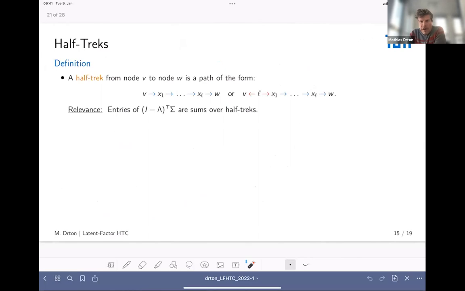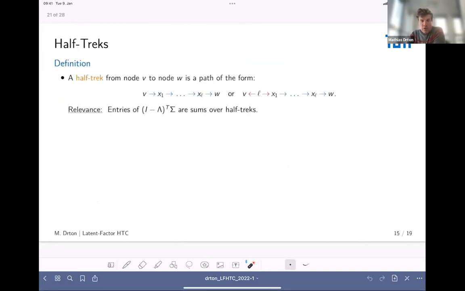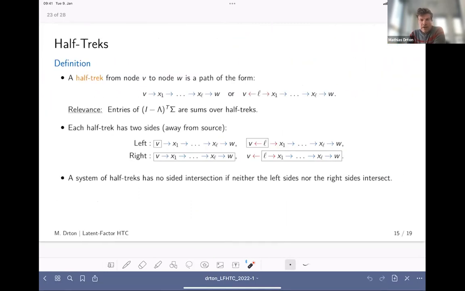And now this is where the half tracks come in. Half tracks are just tracks that don't have an upside. That's all. So the tracks go up and down; half tracks don't go up. They just go down. Or, well, they can go up to a latent variable and then down. And the relevance of these half tracks is that once you start linearizing this by expanding out here, you'll have a coefficient matrix that looks like this. And by the multiplication on this side, you're removing the left side of the tracks. That's why these half tracks are important. And then I'm not going to tell you about sided intersections in the formal way, but for the purpose of this talk you can think about it as tracks not intersecting at all.